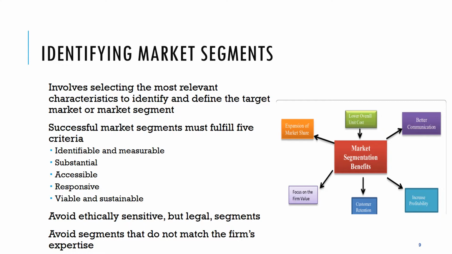So you really need to do your research to make sure your market segment is legal, but also is ethically sound. Avoid segments that do not match the firm's expertise. So you don't want to develop market segments or target groups that go against your marketing expertise or your company's expertise. For example, if you're a technology company, you don't want to develop marketing segments based on certain cooking behavior, certain cooking dynamics of the consumers, as in favorite ways to cook or cooking products. If you're a technology company, you want to develop marketing segments around how consumers react to your technology or how they adopt your technology. So make sure you stay within the industry that you're in.